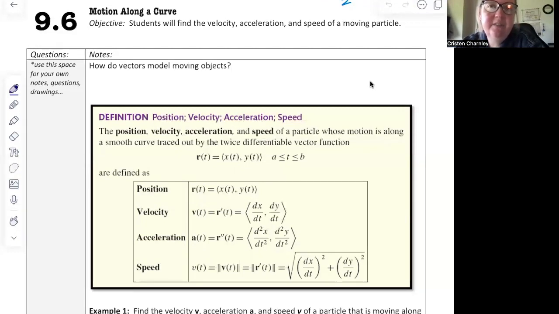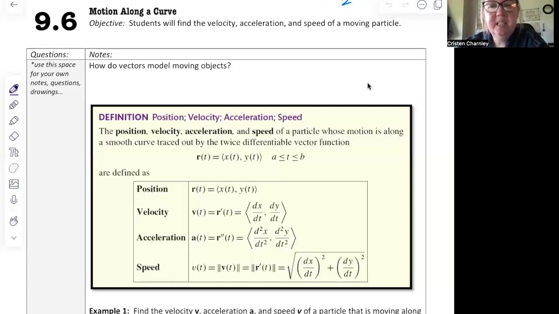These are going to feel very familiar to the way that they did when we were dealing with functions, especially those quadratic functions, the parabolas. Position, velocity, acceleration, and speed of a particle whose motion is along a smooth curve traced by the twice differentiable vector function. Twice differentiable just means that the first and second derivative both exist, are defined as below.